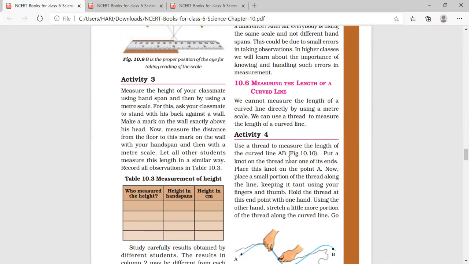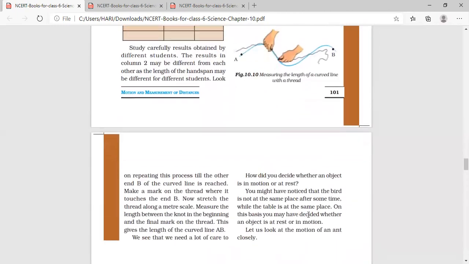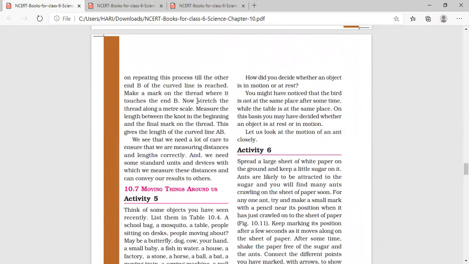Put a knot on the thread near one of its ends. Place this knot on the point A. Now place a small portion of the thread along the line, keeping it taut using your fingers and thumb. Hold the thread at this end point with one hand. Using the other hand, stretch a little more portion of the thread along the curved line. Go on repeating this process till the other end B of the curved line is reached. Make a mark on the thread where it touches the end B.